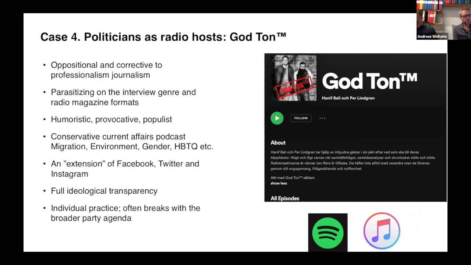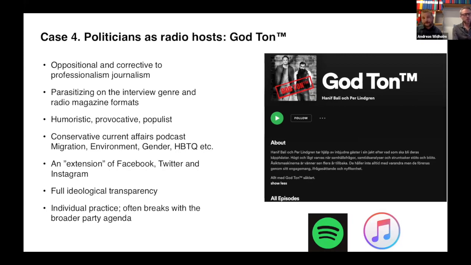Okay, our fourth case is God Ton, a podcast hosted by one of Sweden's most influential politicians online, Hanif Bali. Hanif Bali is an MP for the conservative Moderate Party in Sweden. He is known to be highly controversial. He's often accused of using racist and populist language in social media. And he's producing this podcast together with Per Lindgren.